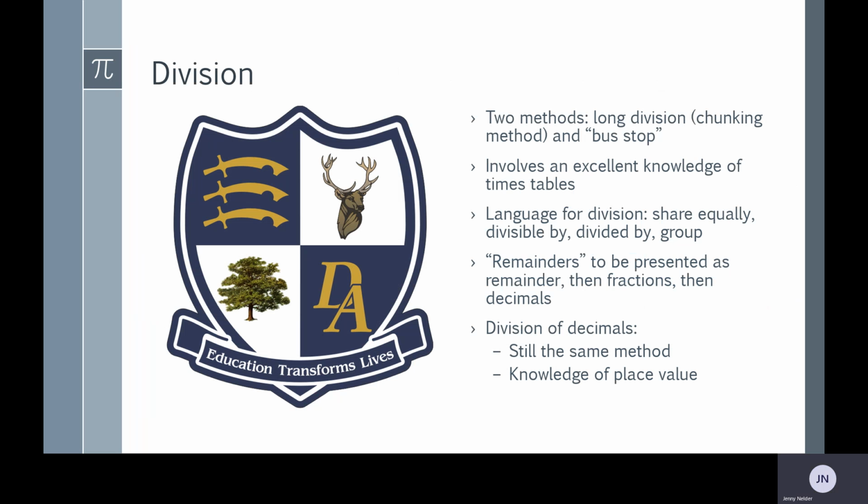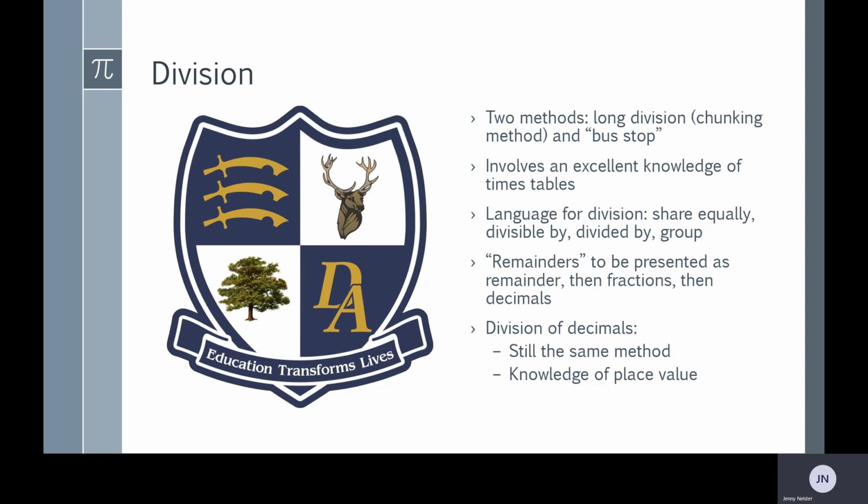Division. Again, within Year 4, we use two methods: long division, which is the chunking method, and then they follow on to the bus stop method. Again, I cannot express this enough: this also involves an excellent knowledge of times tables.